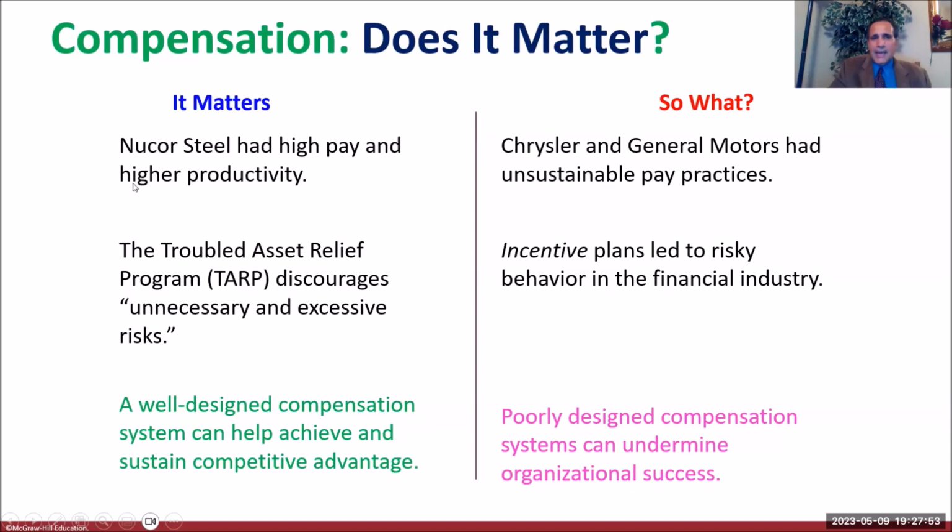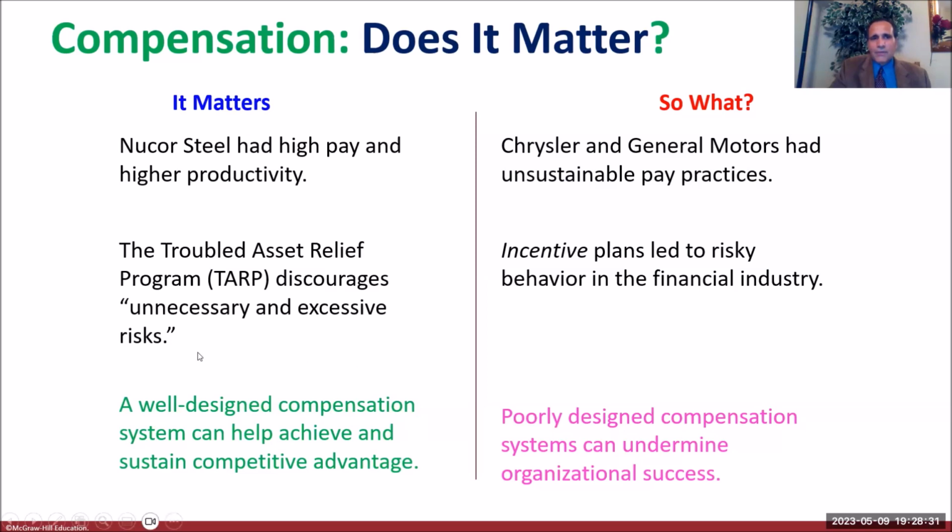Well, there are some companies that have high pay, and evidence shows that they actually have high productivity. On the other hand, there are other companies like Chrysler and General Motors that unfortunately had pay practices that could not be sustained. So if we make promises to employees and we're not able to deliver them long-term, obviously people will become dissatisfied, and that's not a good strategy. And then there are certain incentives that are very, very risky to the behavior of employees, managers, and executives.